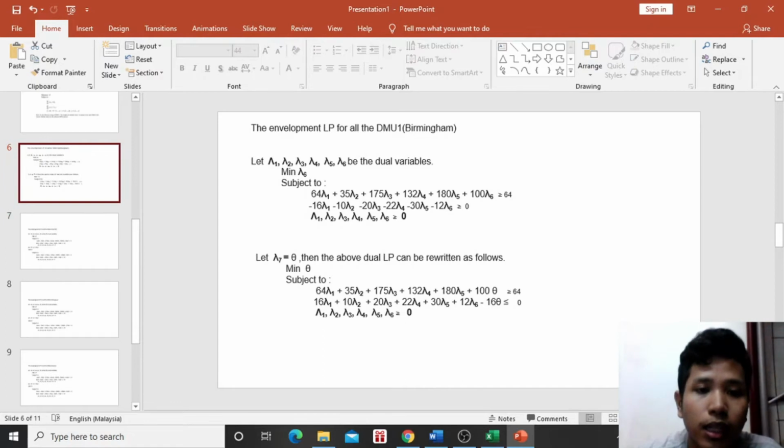Okay, so basically the dual model is a transpose of the primal model. The constraints, as we can see right here: the first one is the value for the output of the bank branches. The next constraint is the values for the input.